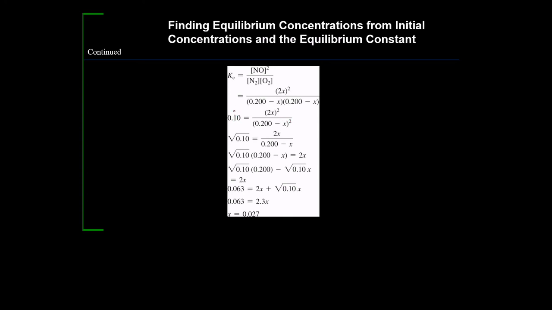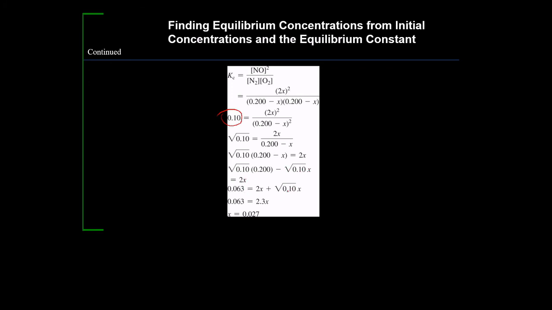So because both of these are squared, we can just take the square root of both sides of this equation. Remember here the 0.1, that was just from the beginning of the problem. It was given to us. That's the value of K for this reaction. So we just take the square root of both sides. That gets rid of the squares here, and so we just have the square root of 0.1 on the left. So now we're going to do a little bit of algebra here. We're going to multiply both sides by 0.2 minus x, so that gets this over here. If we go ahead and distribute that square root of 0.1 into the parentheses, we have the square root of 0.1 times 0.2 minus the square root of 0.1x is equal to 2x.